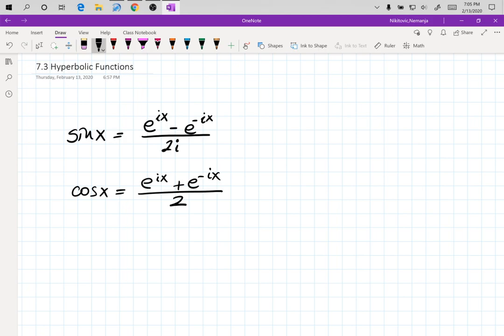Now, what Euler realized is that he can have a whole new family of functions if he just removes i. So literally go in and just erase each i in these two definitions, and he found that those new functions have similar properties to trig without actually being trig.